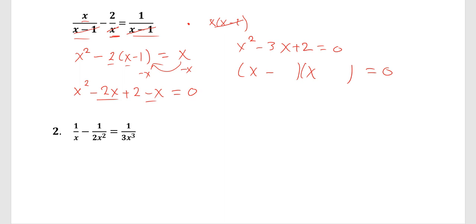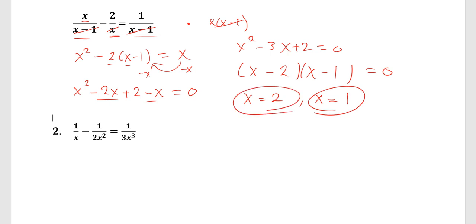Factoring, we'll have x, so we need two factors of 2 that add up to minus 3, and since this is plus and this is minus, both factors will have to be minus, so minus 2 and minus 1. Minus 2 times minus 1 is plus 2, minus 2x, minus x is minus 3x. Okay? So now we have x equals 2 and x equals 1. These are our solutions. Okay?